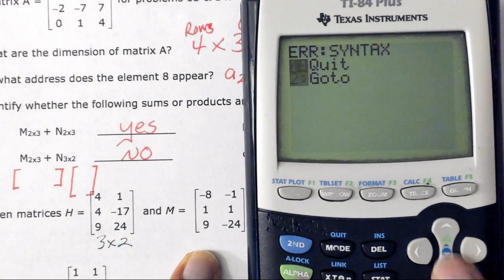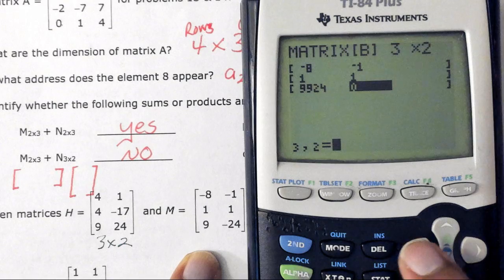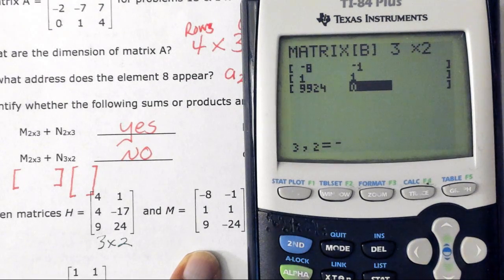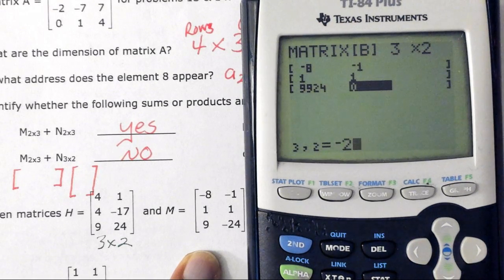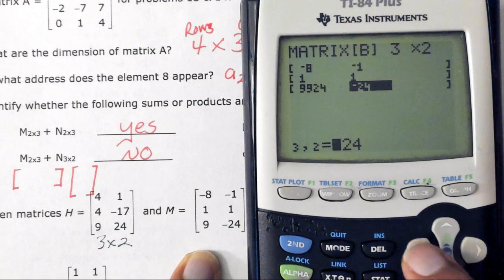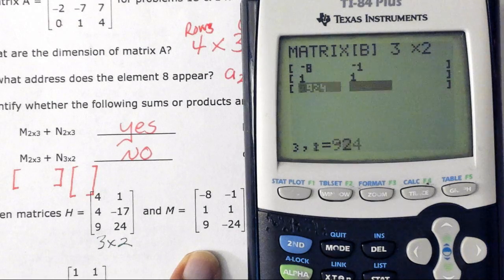Oops, syntax error. Oh no. Oops. That would explain it. There we go. Typed a little too fast there.